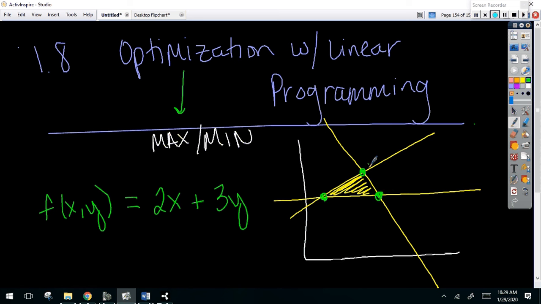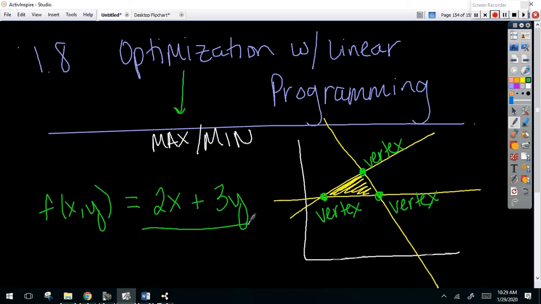So what I'll do is I'll graph this system of inequalities, and then I'll take each vertex and plug it into my function to be optimized to see which one gives me the highest and which one gives me the lowest value. This will make sense whenever we put it in context.